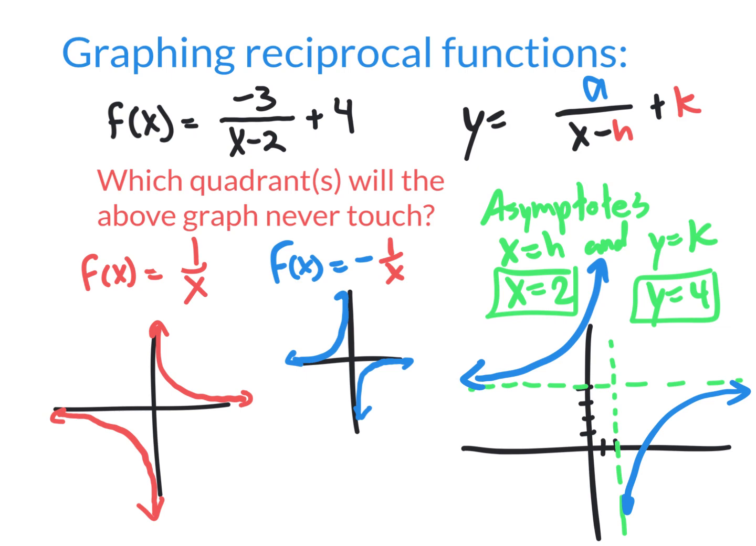So which quadrant does it never touch? Well, here's quadrant 1. There's definitely part of it right there and right there. Definitely goes through quadrant 2. It does not ever touch quadrant 3. Quadrant 4, absolutely. We could see that graph going right there in quadrant 4.